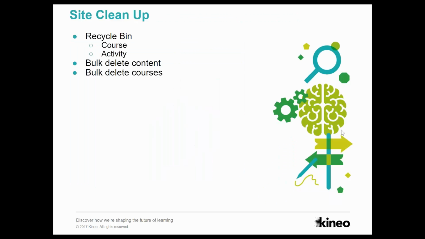So again, today we're talking about the new recycle bin feature in version 12. You have two different recycle bins. You've got one for the entire course. So if you accidentally completely delete a course, you do now have the ability to restore that course up to a certain amount of time based on some settings that you set as an administrator. Same goes for activities. You have the ability to restore those up to a certain period of time as well. And then also we'll talk quickly about how you bulk delete content and how you bulk delete courses, and kind of an idea that I like to use every now and then.